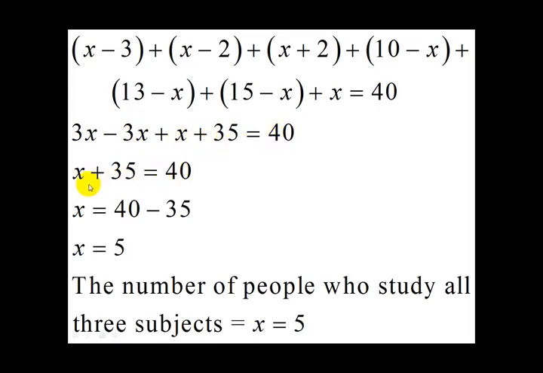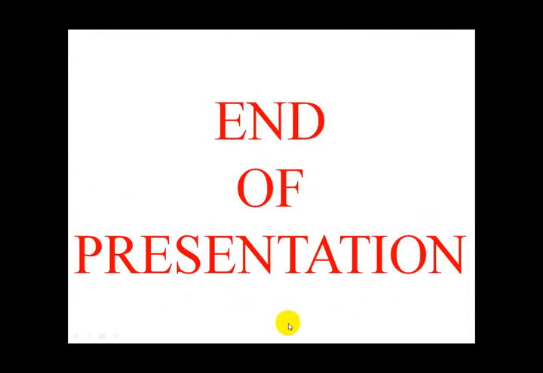Because we are solving for x, plus 35 on the left becomes minus 35 on the right. And so 40 minus 35 is equal to 5. This means that the value of x equals 5. That is the number of people who study all three subjects is equal to x, and the answer is 5. This is the end of our presentation on sets.